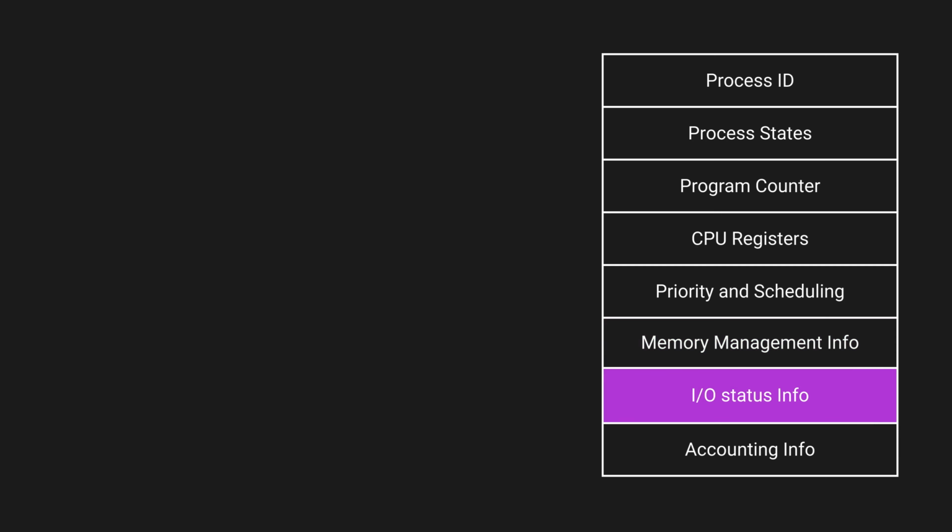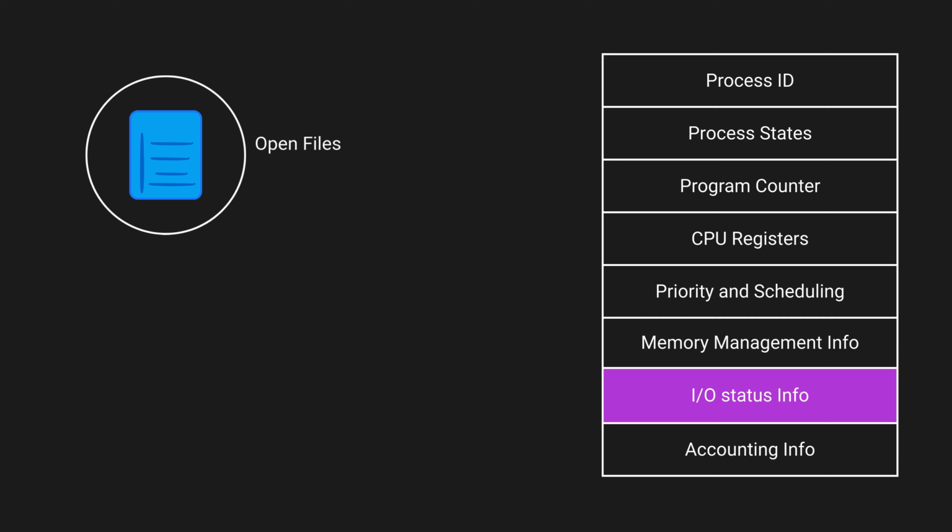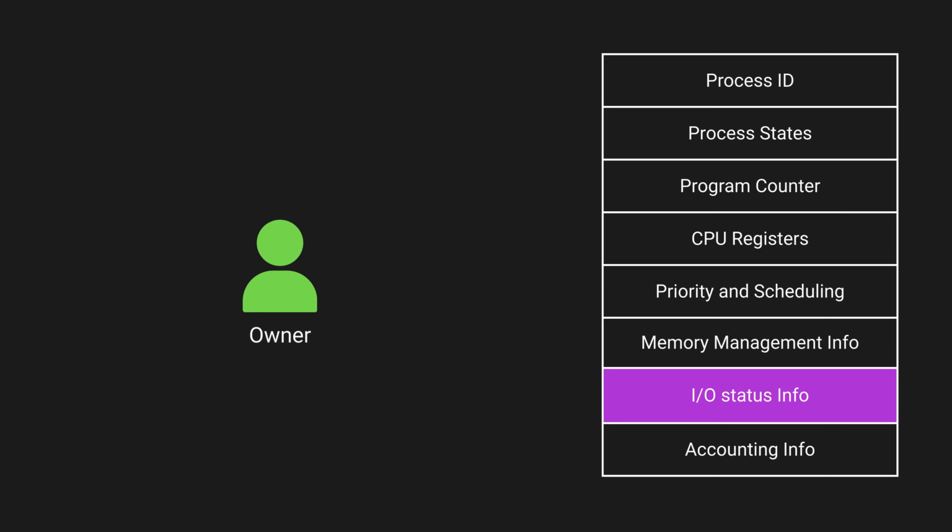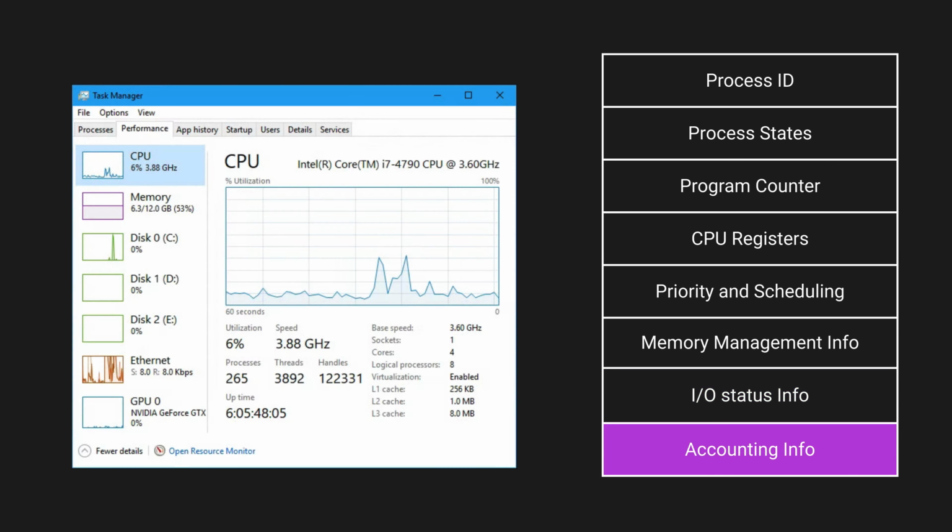I/O status information. It stores the lists of open files, devices in use, like printers or network ports, and allocated I/O resources. It tracks file descriptors and ensures only the owner can access them during waits. Accounting information. This stores usage stats, like how much CPU time it has consumed, elapsed wall clock time, number of I/O operations, and limits, for example, max memory allowed. This helps the OS bill users in multi-user systems, detect resource hogs, or enforce quotas.